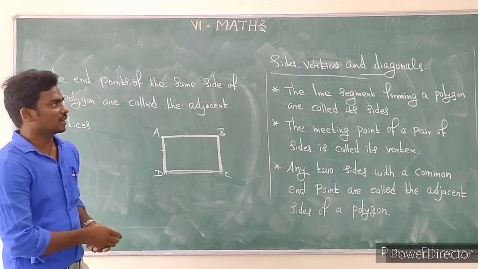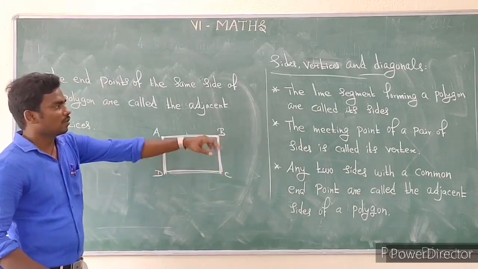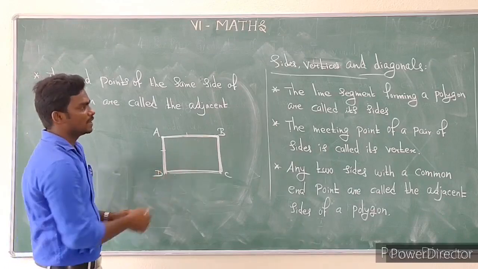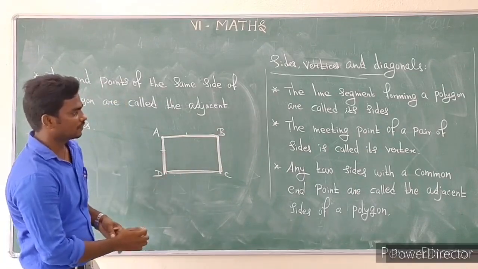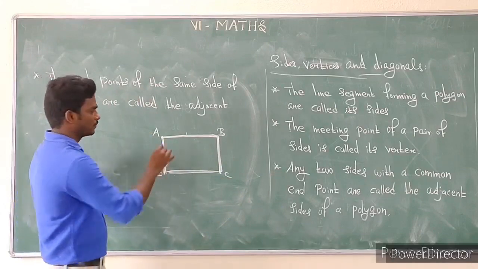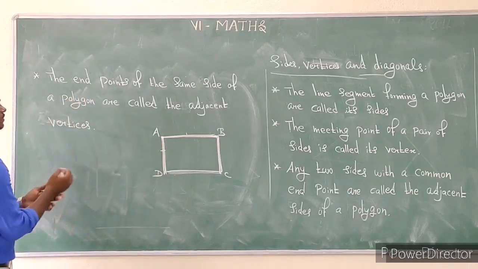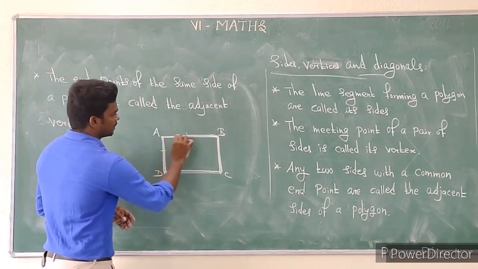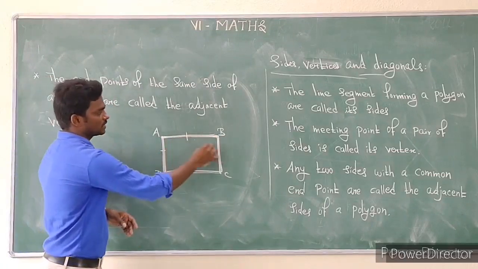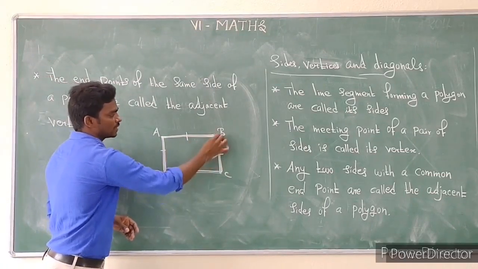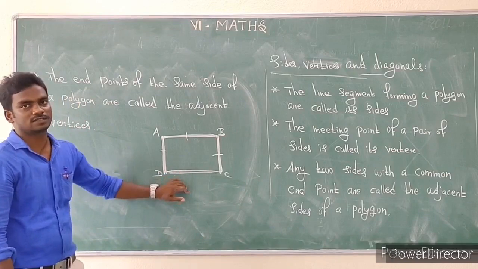So what did we discuss here? Sides: the line segments forming the polygon are called the sides of the polygon. Vertex: the meeting point of a pair of sides is called a vertex. Adjacent sides: any two sides with a common point, like these two sides with the common point A. Adjacent vertices: the endpoints of the same side. So these two lines are called adjacent sides, and these two vertices are called adjacent vertices. So we learned sides, vertex, adjacent sides and adjacent vertices.